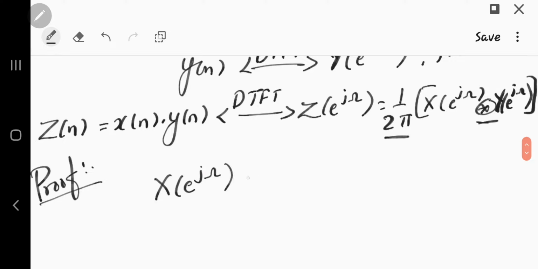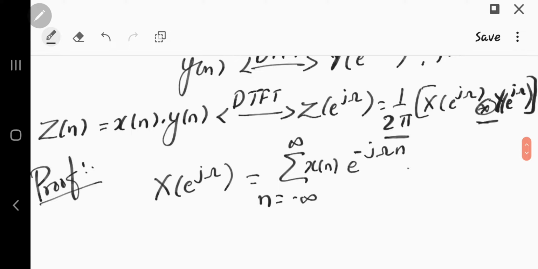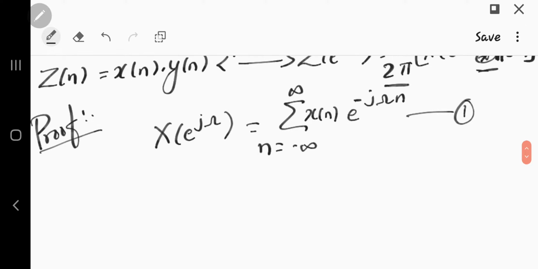So let's take the proof of this. X of e power j omega is equal to, so every time we define this just for the reference, that is the definition of the Fourier transform, or the analysis equation.